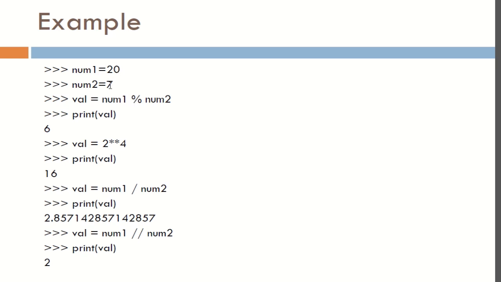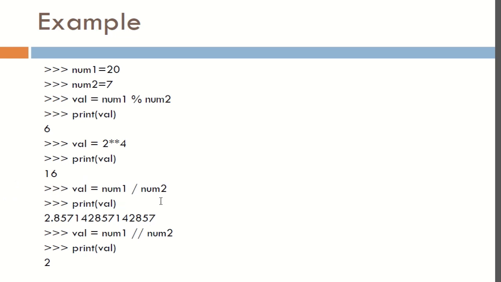20 by 7: 7 ones are 7, 7 twos are 14, 7 threes are 21. 21 is exceeding, so we take 7 twos are 14. Then we get the remainder as 6, so you will get the output 6. Next, 2 double-star 4 means exponent, so 2 raised to 4. 2 twos are 4, 4 twos are 8, 8 twos are 16, so you will get the output 16.